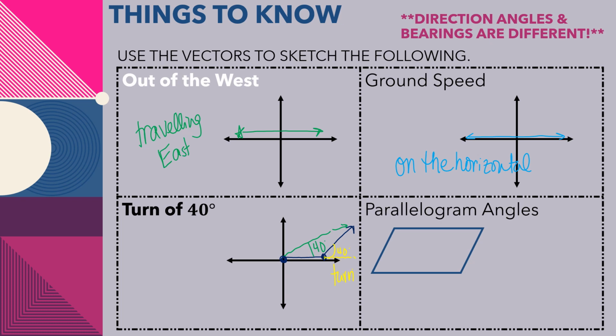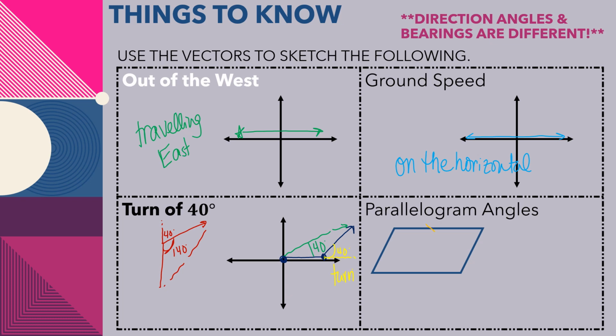Again, if I'm traveling a certain way, doesn't matter. So this time I'm traveling north. I turn a particular direction. My 40 degrees happens on the outside, and then its supplement 140 would be on the inside if I were creating a triangle. And then some things to remember just about parallelograms and their angles.